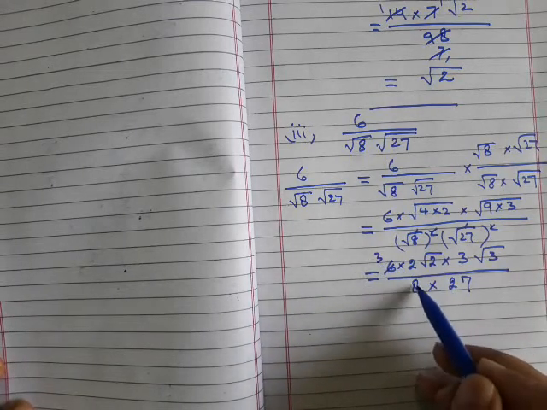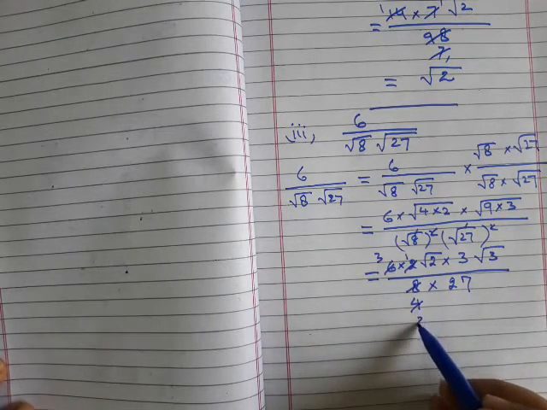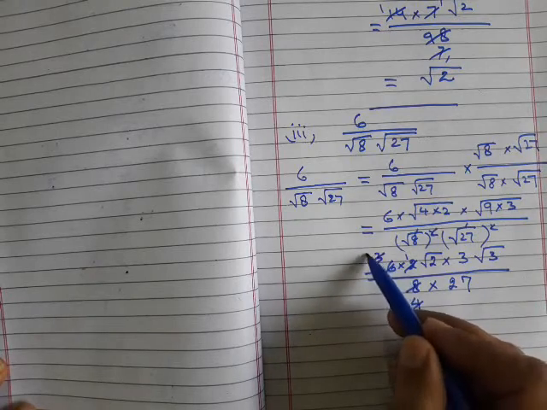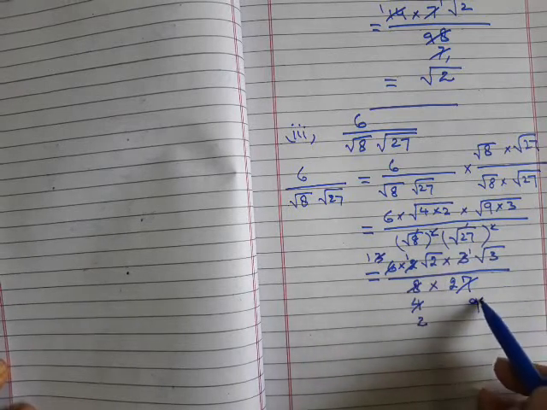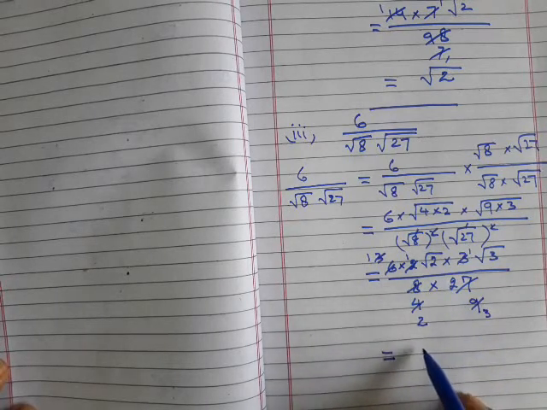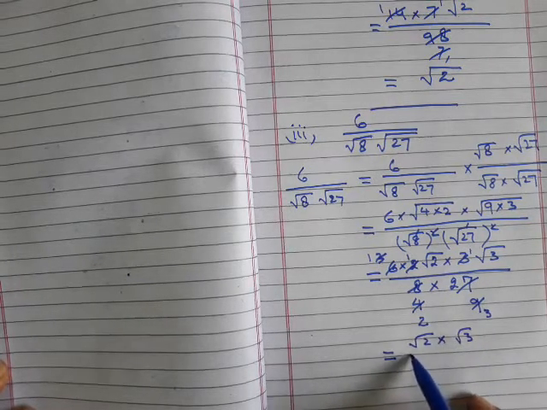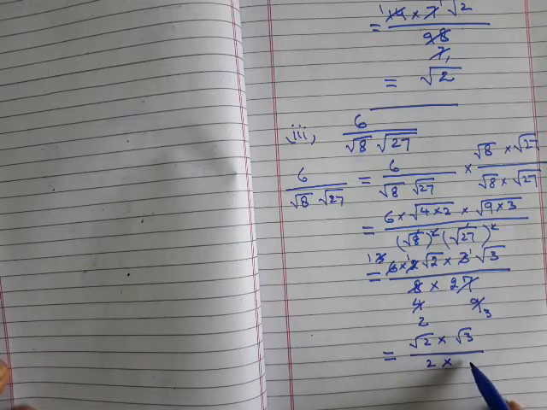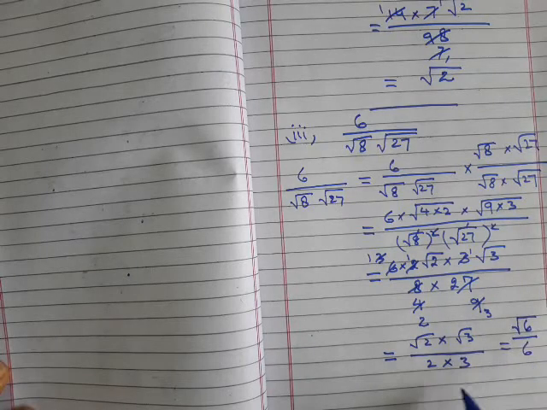2 3 the 6, 2 4 the 8, 2 1 the 2, 2 2 the 4, 3 1 the 3, 3 9 the 27, 3 1 the 3, 3 3 the 9. It is equal to, now what is left in numerator? Under root 2 multiply under root 3 and 2 multiply 3. It is equal to under root 6 over 6. This is the final answer beta.